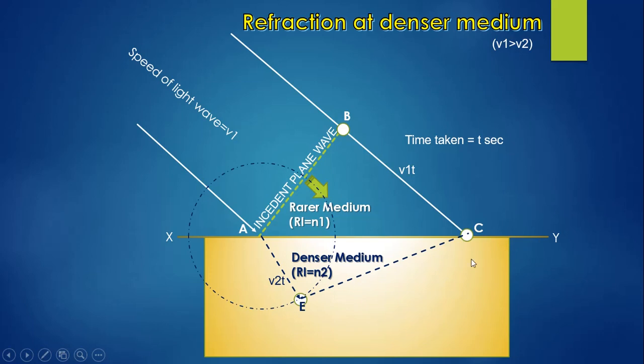Now this CE will be called the refracted plane wave, which is traveling in this direction. You see the direction of the incident plane wave and the direction of the refracted plane wave are different. If I draw the normal at point A, then the angle made by the direction of the incident plane wave with the normal is called the angle of incidence, and the angle made by the direction of the refracted plane wave with the normal is called the angle of refraction.